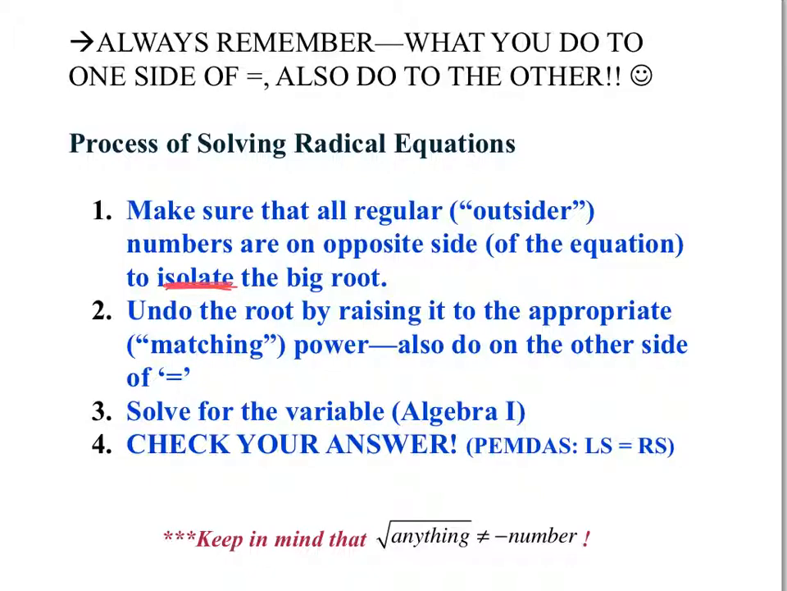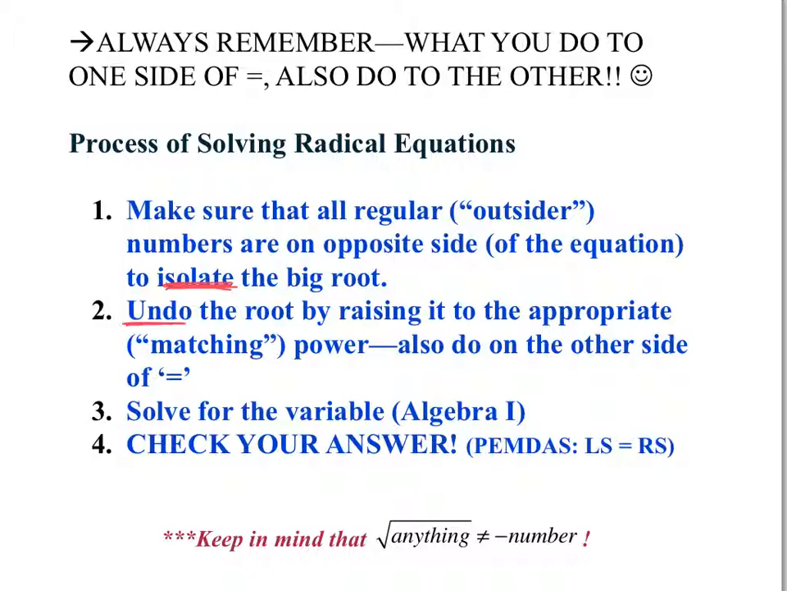Anything outside, add the opposite to the other side or divide to the other side to just get the root by itself. Step 2 is you're going to undo the root by raising it to the same matching power as the root, the same index value. Square will undo the square root, cube will undo the cube root, etc. Once the root is gone, you can do step 3, which is solve for the variable. And then you should check your answer because not all solutions will work.